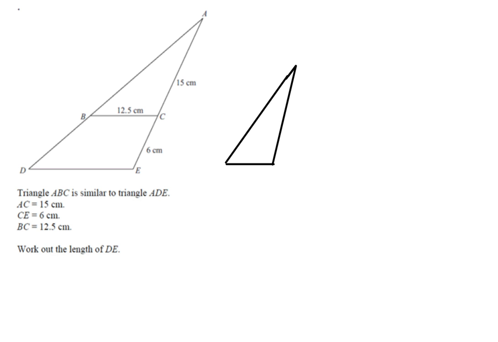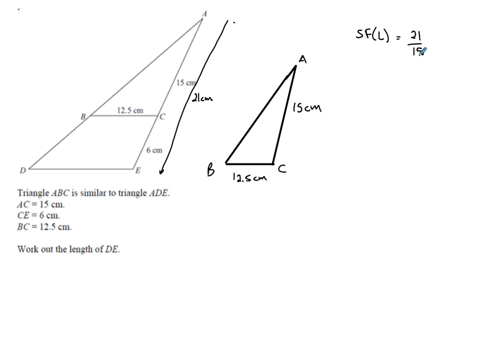Okay, triangle ABC is similar to triangle ADE, and it gives you the lengths, and it says work out the length of DE. What I normally do is give the two shapes their own space. So you can tell the whole length of that triangle there is 21 centimeters. Let's label this one. So that's A, B, C, and that one's 15 centimeters, and that's 12.5 centimeters. So we've got two common sides. The first thing we do is find the scale factor of the length, which is 21 divided by 15. They can both be divided by 3, so 7 divided by 5, which is 1 2/5. And for calculation purposes, we'll just make it into a decimal.